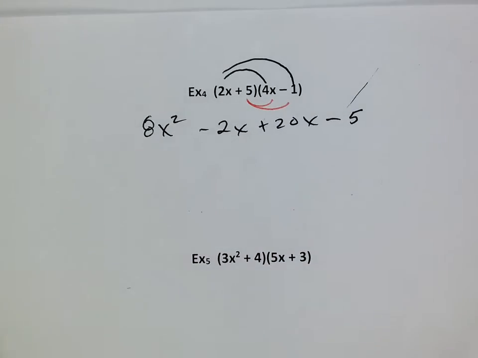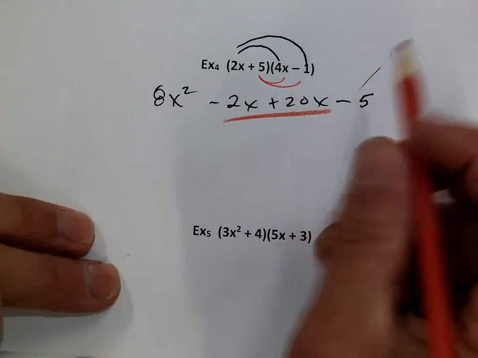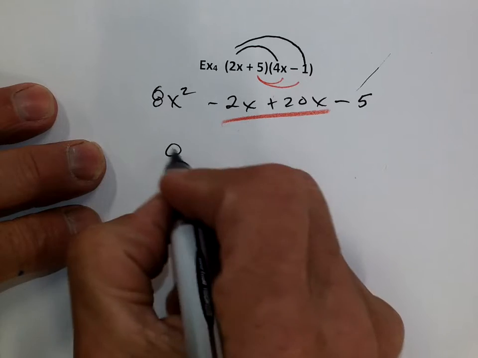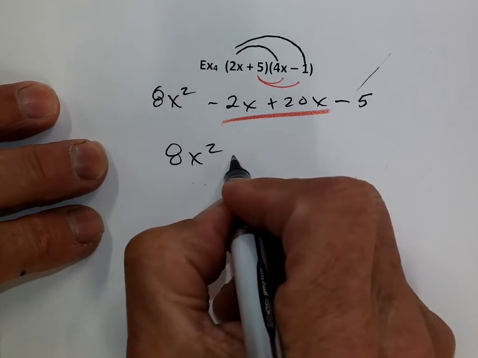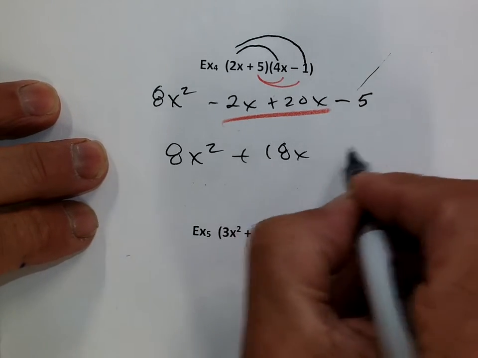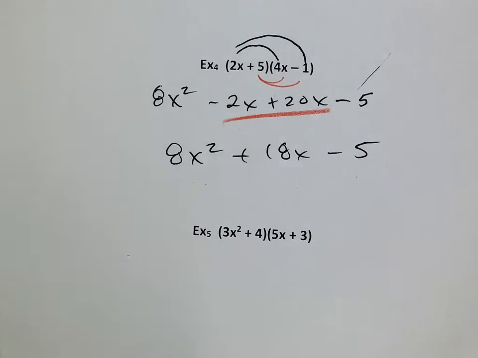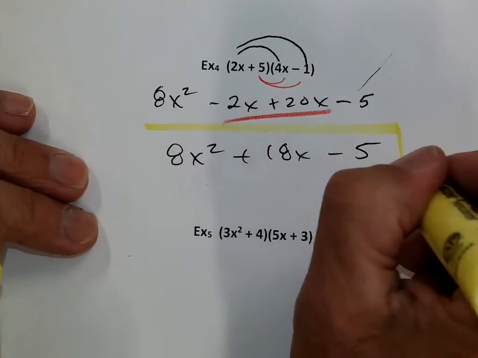Okay, again, I can combine the two middle terms because they're the same. They're both x's. And so as an answer, I get 8x squared plus 18x minus 5. That's all I can do because these are all different terms.